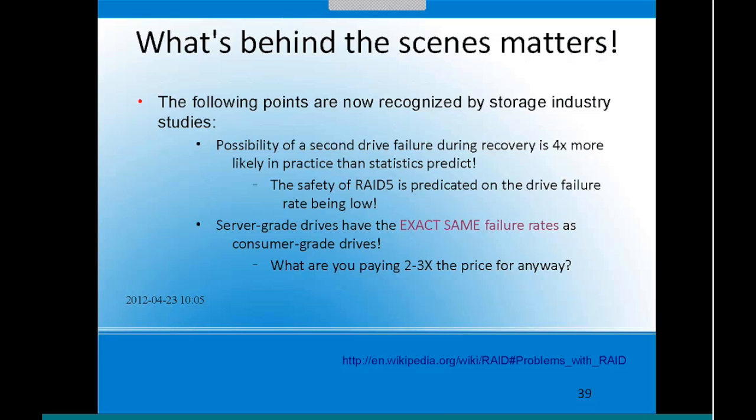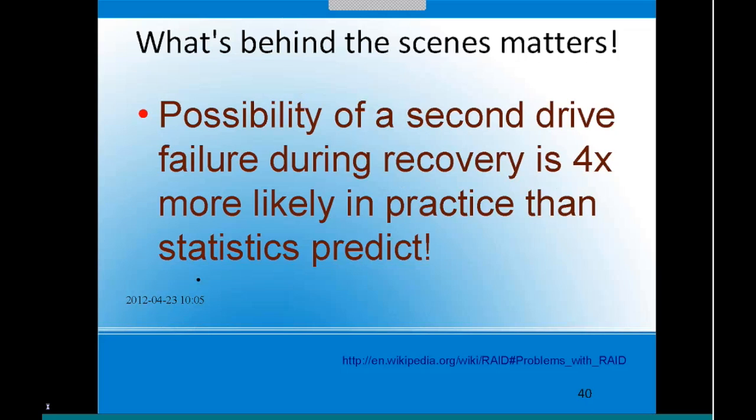So, according to the wiki, the possibility of a second drive failure during recovery is 4 times more likely than the statistics would predict. And the safety of RAID 5 is predicated on drive failure rate being very low and unlikely, okay? And keep in mind, those server-grade drives that you spent a fortune on have exactly the same failure rates as the consumer-grade drives that you can buy at Staples. Exactly the same. Okay, so just in case you didn't get this, let me make this point again. The possibility of a second drive failure during recovery is 4 times more likely than in practice.